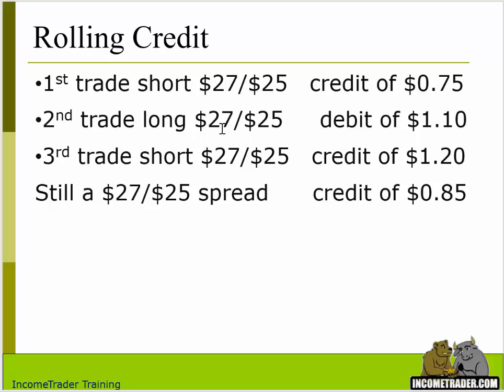You just need more time, so you're going to buy to close the current spread that you sold to open. To buy to close, it's going to cost you $1.10. Then you're immediately going to go in and roll it out for just 4 more weeks. You're going to sell the 27 put, buy protection again at 25, but this time, because you're selling more time, you bring in a larger amount than what it costs you to close it.